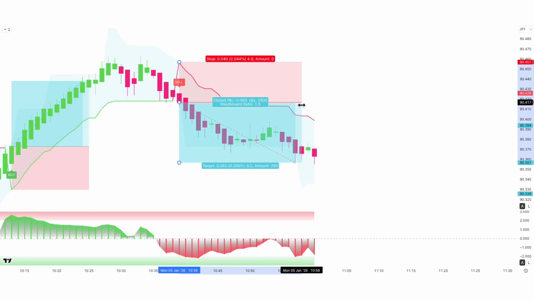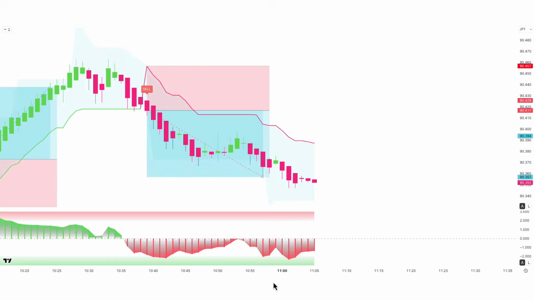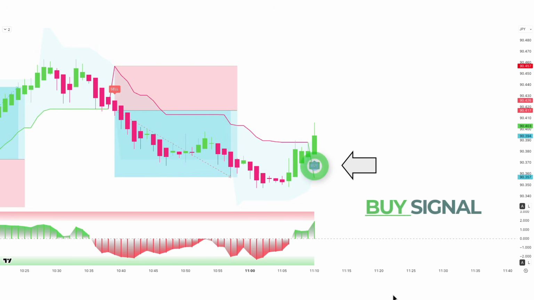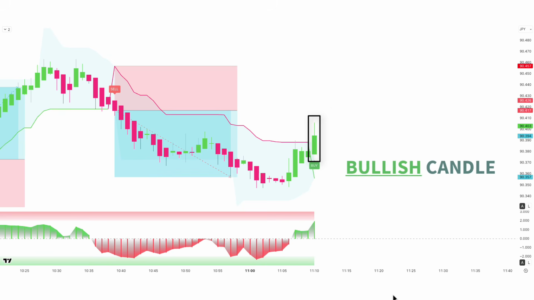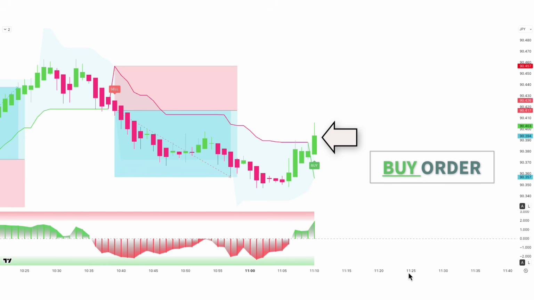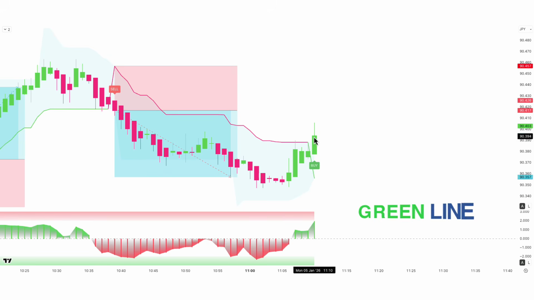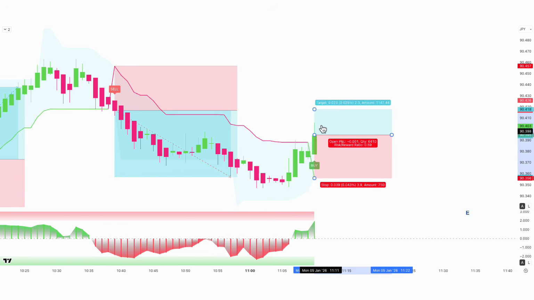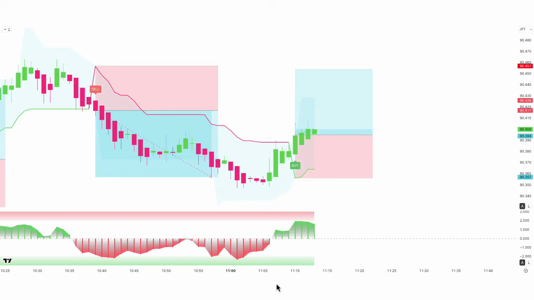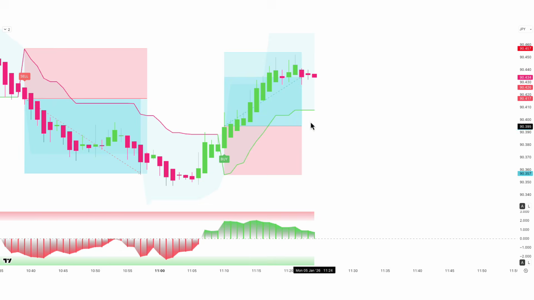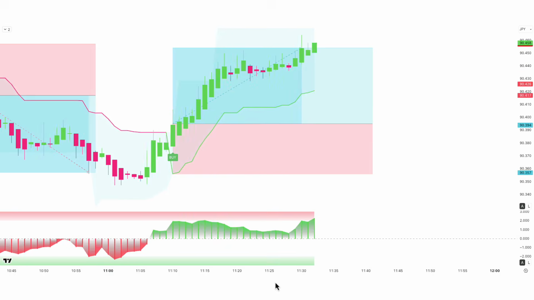Let's find the next trade. Here the Super Trend arrow of this indicator is a buy signal. Here the normalized indicator shows a green area histogram. Here the market has made a bullish candle to give confirmation. So all our conditions are being fulfilled, so we are placing an order to buy. Our stop loss is to be placed at the green line, and the risk to reward ratio will be 1:1.5. Let's see what happens to our trade. Our trade is running in profit. We have won the trade.